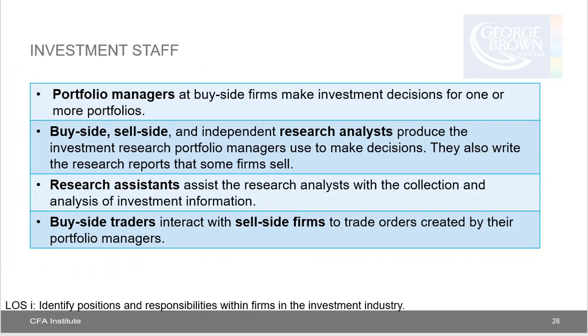So the previous 2 slides were looking at leadership positions within firms in the investment industry. Now we're going to look in closer detail at investment staff and their positions and responsibilities within firms. So firms in the investment industry employ many types of investment professionals. Portfolio managers at buy-side firms make investment decisions for one or more portfolios. Buy-side, sell-side, and independent research analysts produce the investment research portfolio managers use to make decisions. They also write the research reports that some firms sell. Research assistants assist the research analysts with the collection and analysis of investment information. And finally, buy-side traders interact with sell-side firms to trade orders created by their portfolio managers.